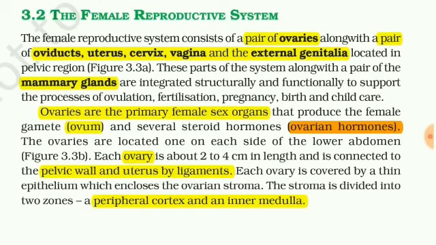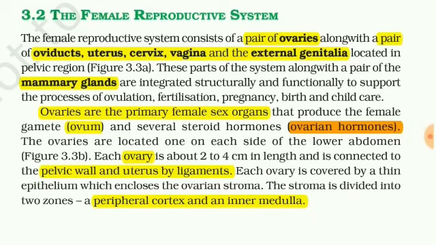These are present in the pelvic region of the human female, along with the mammary glands. Actually, the pair of ovaries, oviducts, uterus, vagina and external genitalia are the main female reproductive system, and the mammary glands are additional structures, integrated structurally and functionally to support the processes of ovulation, fertilization, pregnancy, birth and child care. Okay, these are all the organs present in the female reproductive system.